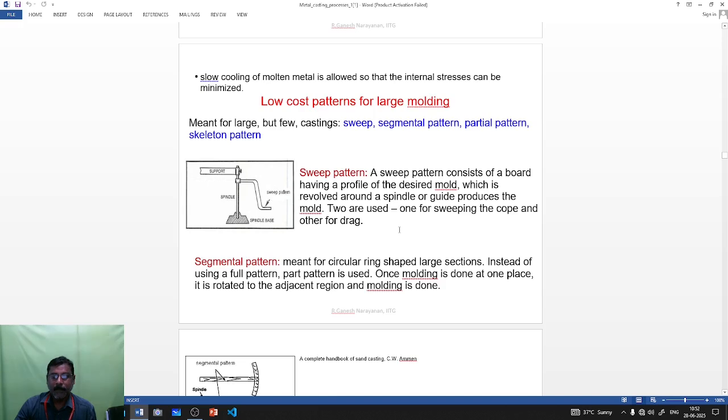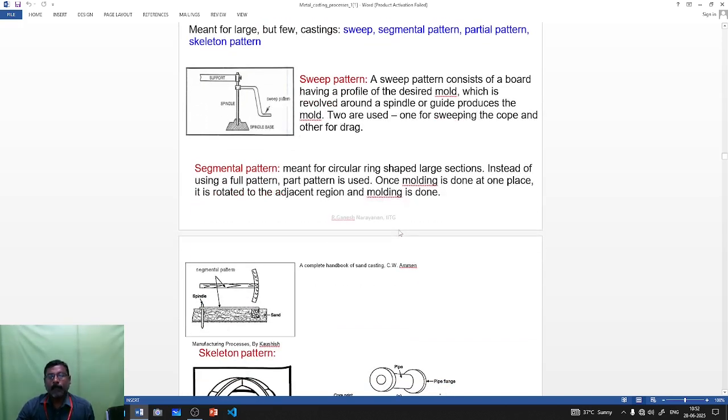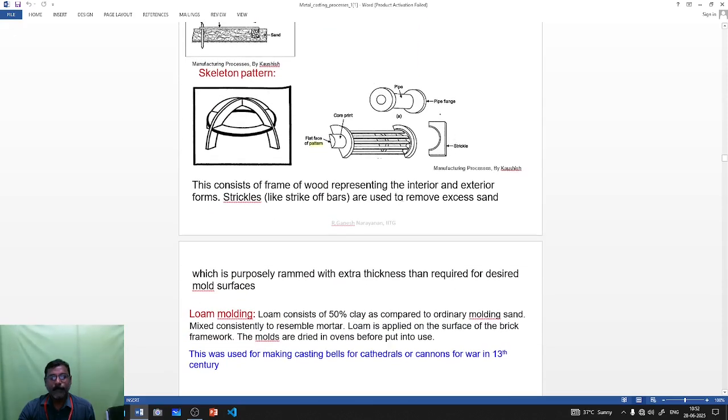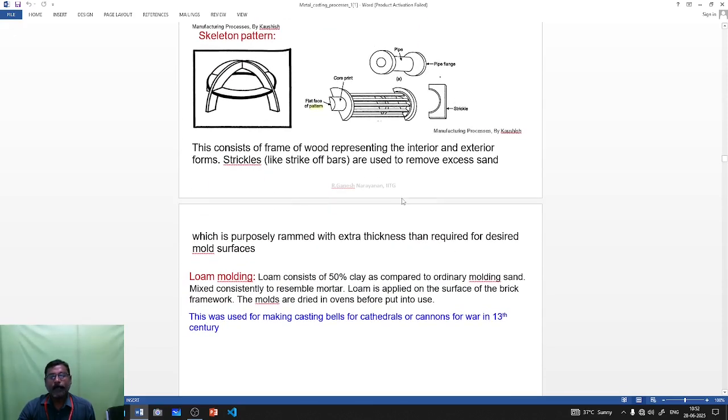Segmental patterns are used for circular ring shaped large sections. Instead of using a full pattern, a part pattern is used. Once the mold is made at one place, it is rotated to the adjacent region and molding is done with the pattern. This consists of a frame of wood representing the interior and exterior forms, used to remove excess sand, which is purposely left with extra thickness than required for the desired mold surfaces.